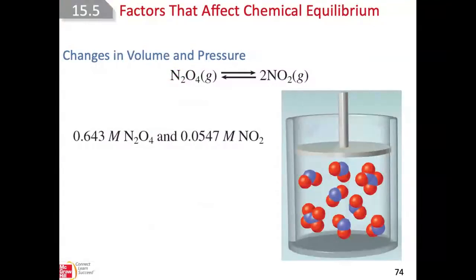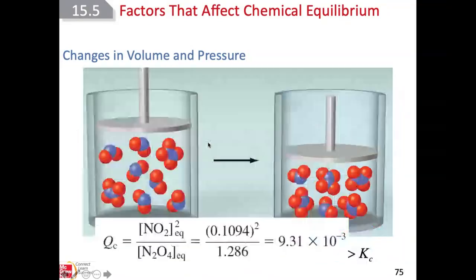When you have a reaction where all the substances are in the gas phase, like in this one, they give you the concentrations of those substances, and you will put these in the QC expression. You'll say that the QC is 9.31 times 10 to the negative 3, and this is greater than Kc.